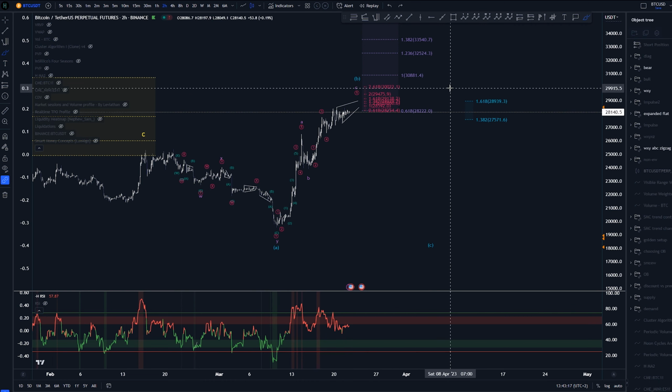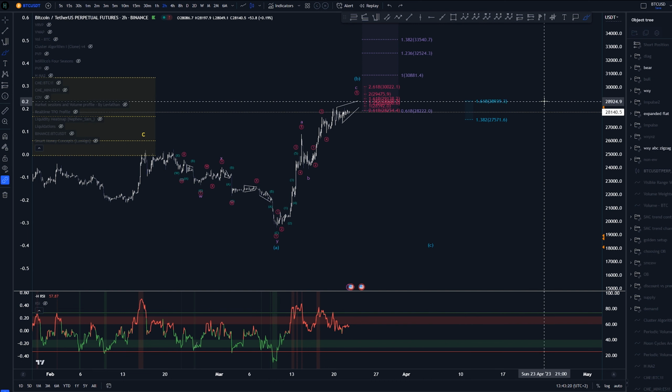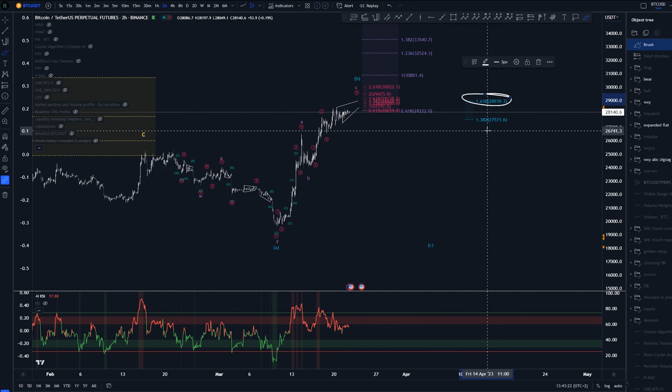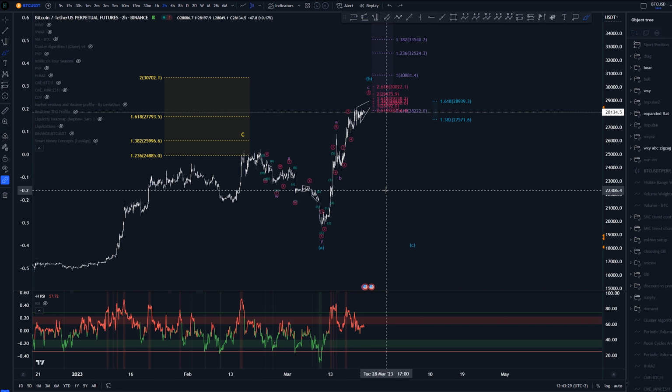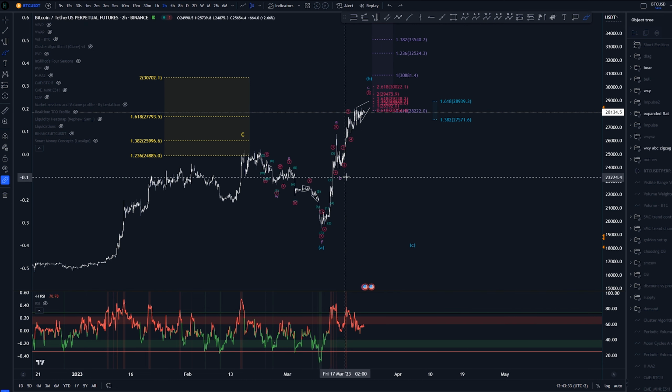And then at this point, if we go beyond the 28.9K, which is here, the 1.618 retracement of this wave A, I don't think this bear scenario is probable anymore. Then we could be thinking about the more bullish scenarios.